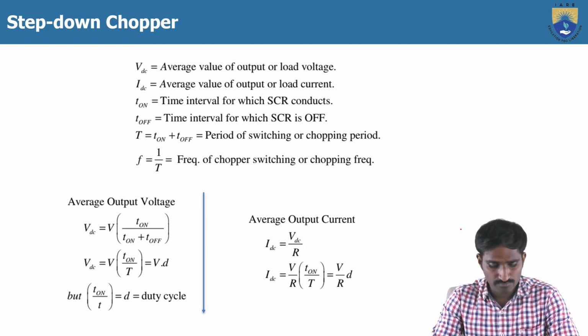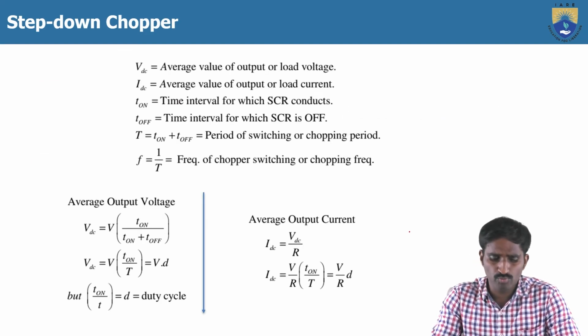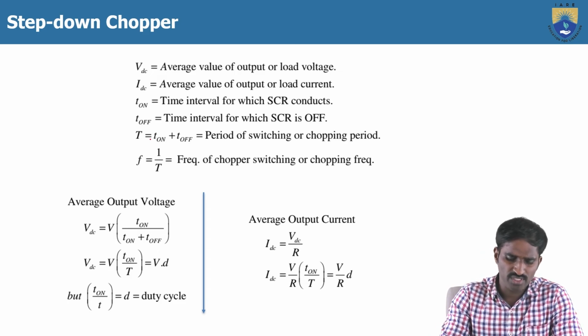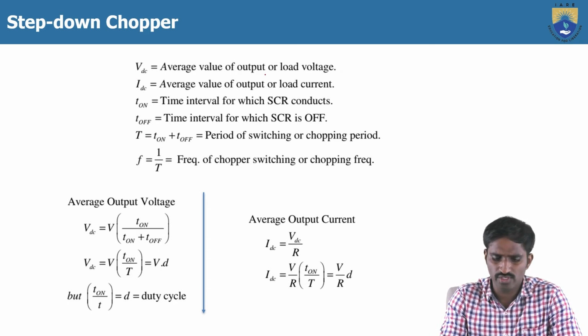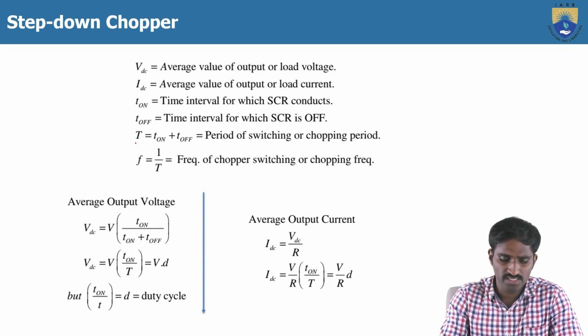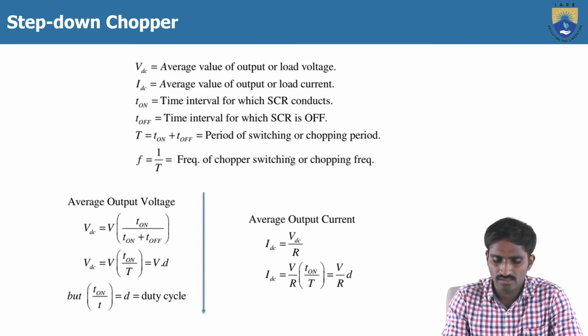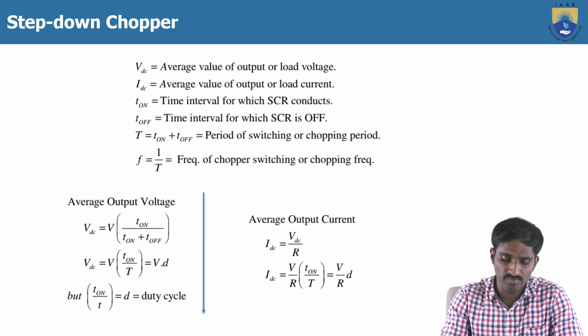Then, coming to the average output voltage, here are some terminologies. As we know already, VDC is the average value of the output or load voltage, and IDC is the average value of the output or load current. T on is the turn on time, and T off is the turn off time, and T is equal to T on plus T off, that is the total period, or the switching period, or the chopping period. And as we know, F is equal to 1 by T, that is the frequency of the chopper switch, or the chopping frequency.